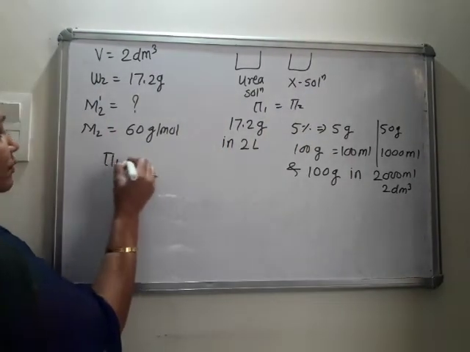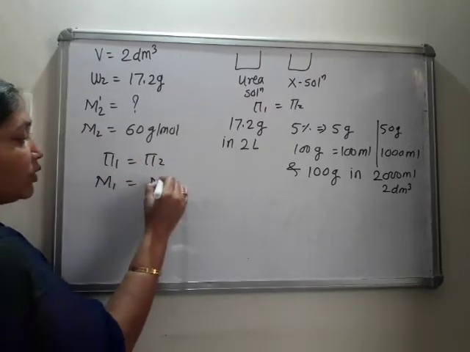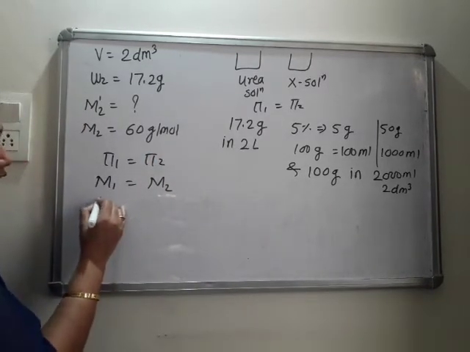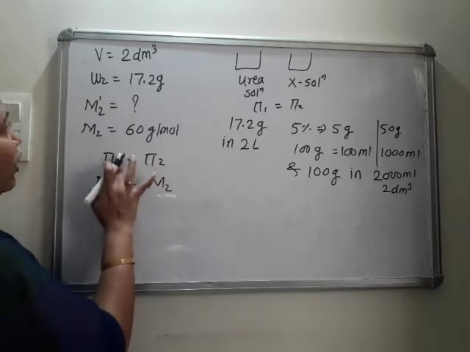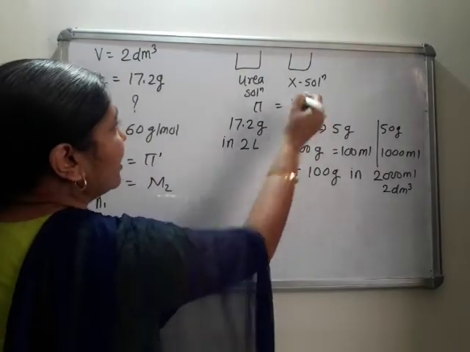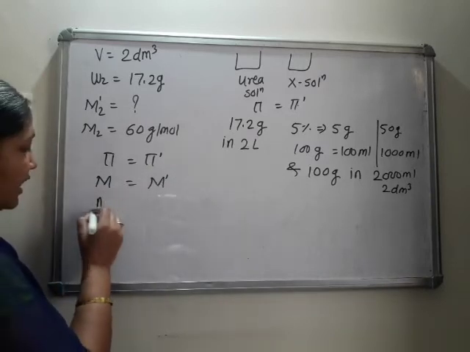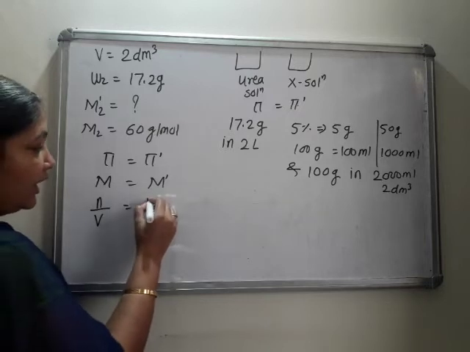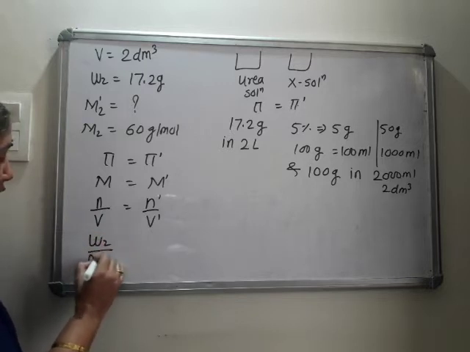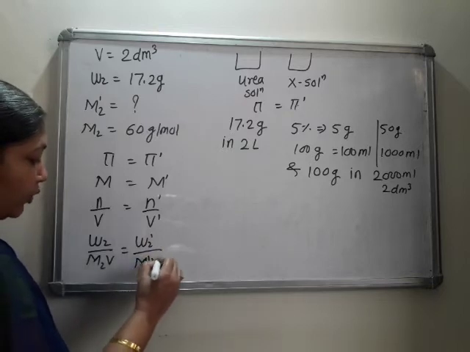So isotonic solution means pi 1 is equal to pi 2. Okay, pi 1 is equal to pi 2 means m1 is equal to m2. Molarity is same. What is molarity? Molarity is number of moles. Pi 1 is, or we can say this as pi and pi dash. Okay, it will be more clear. Pi and pi dash. So m and m dash. What is its molarity? Number of moles upon volume. Its molarity n dash upon v dash. What is n? W2 upon m2 into v, and here W2 dash upon m2 dash v dash.